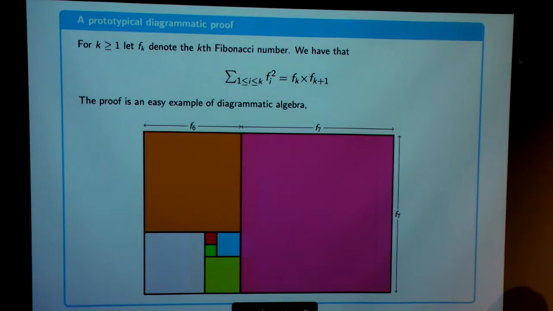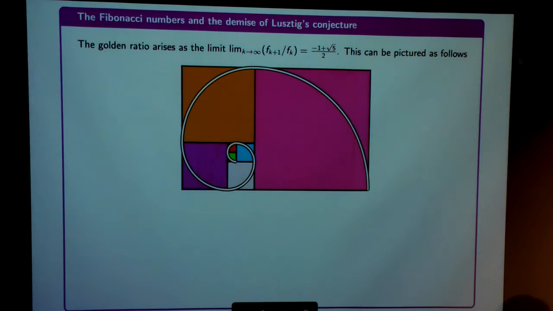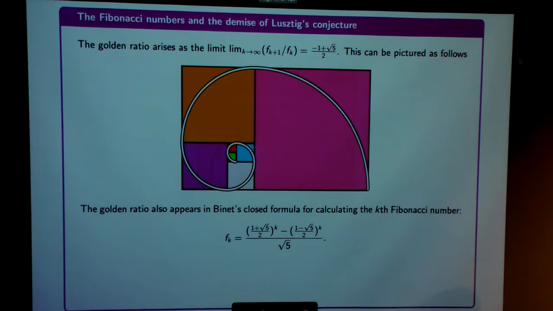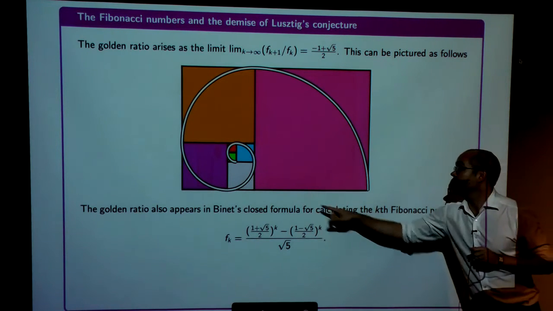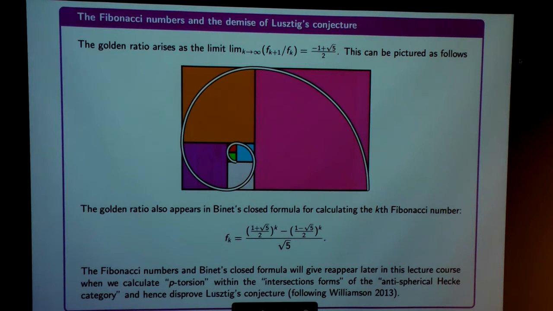Okay, and so that is a diagrammatic proof of a classical formula, and it's just a bit of fun, really. But I thought I'd introduce the Fibonacci numbers at the beginning because they're going to turn up later in the course. In particular, the golden ratio arises as this limit of the Fibonacci numbers, and you can see this in this picture in terms of this logarithmic spiral. And there's actually a closed formula for the Fibonacci numbers, which is this. And this closed formula is going to turn up in our disproof of Lusztig's conjecture at the very end of the course. And this disproof, I suppose, is basically coming from the Hecke category.